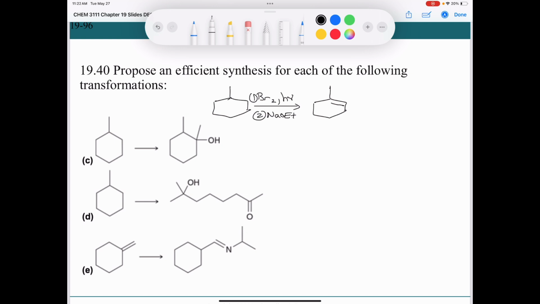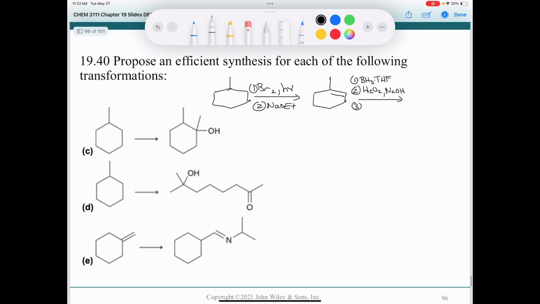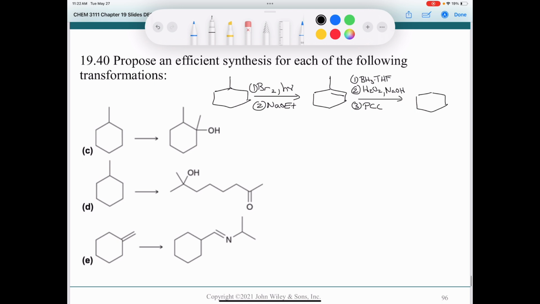Then we could do the anti-Markovnikov addition of water followed by oxidation. So step 1 would be borane and THF followed by hydrogen peroxide and sodium hydroxide. Then we could oxidize it. Let's use PCC. Students seem to like PCC, so we'll put that in. That's going to give us our ketone like this.